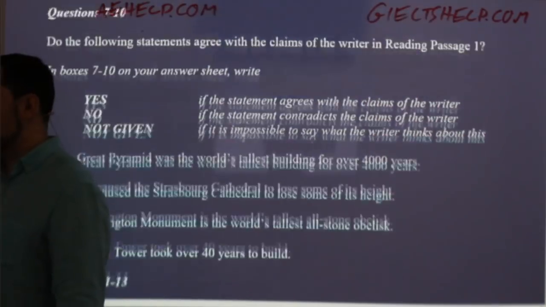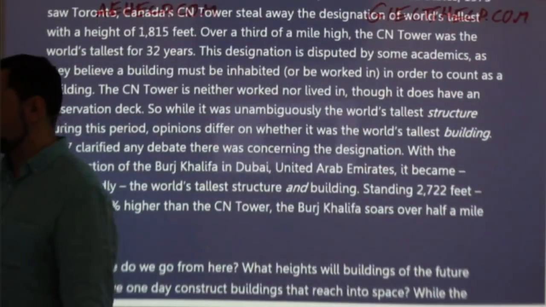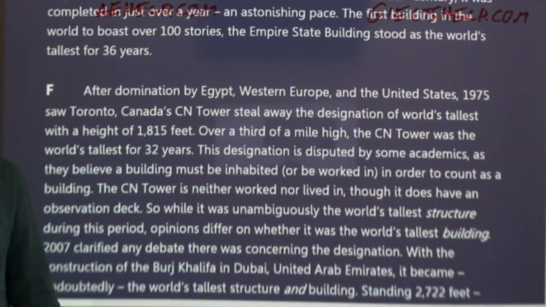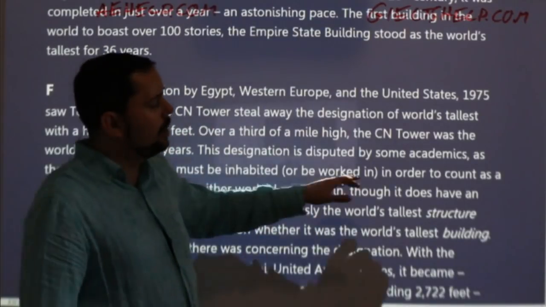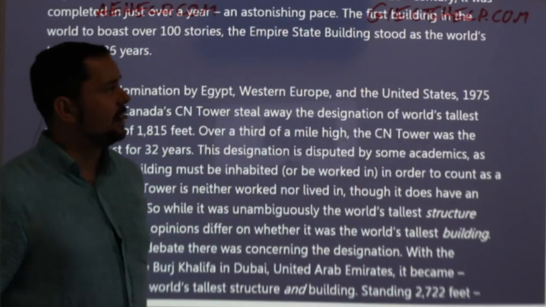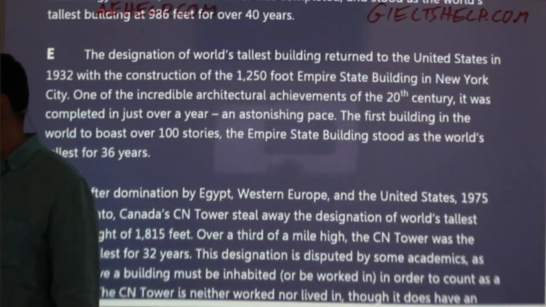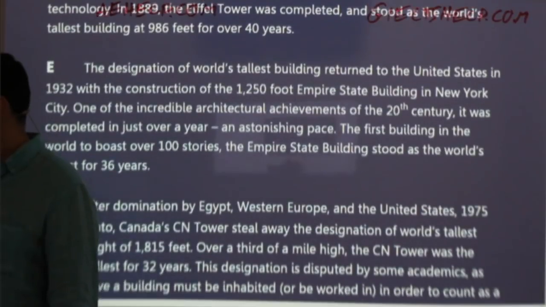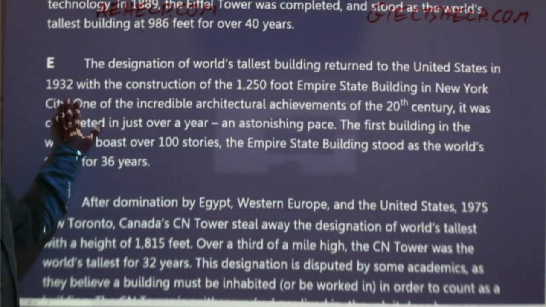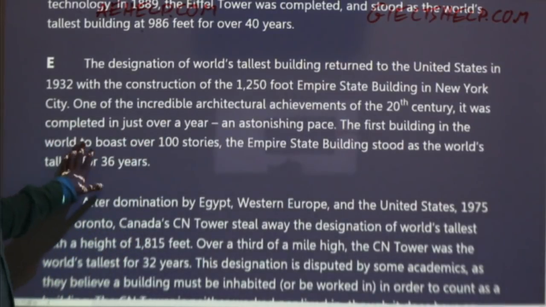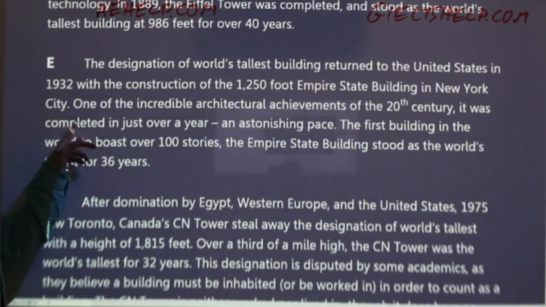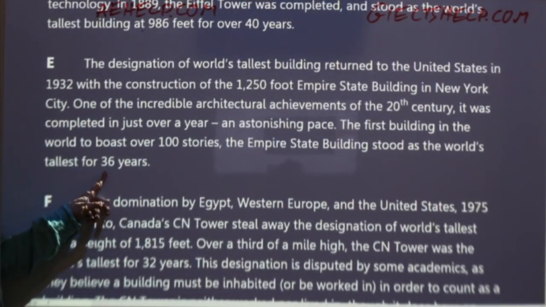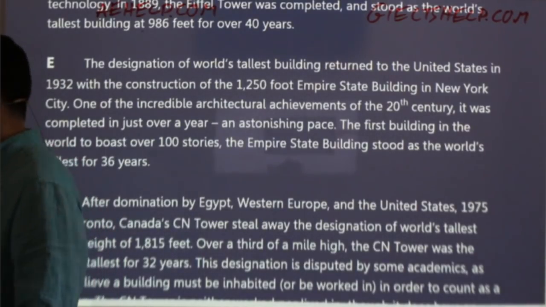So if you say, all right, well, 1960, okay, so let's keep that in mind. So here, 1975 is Canada's CN Tower. Okay, well, it's 1975. Can't be that one. So most likely it's going to be the Empire State Building. Okay, so we look here, United States in 1932, Empire State Building. Okay, good. And for 36 years, it was the tallest building. 1932 plus 36, 1968, right? So definitely the Empire State Building.